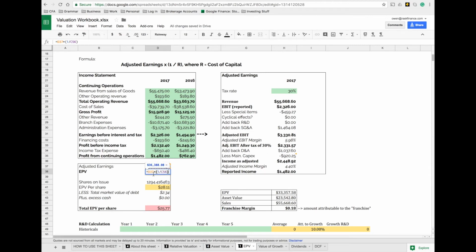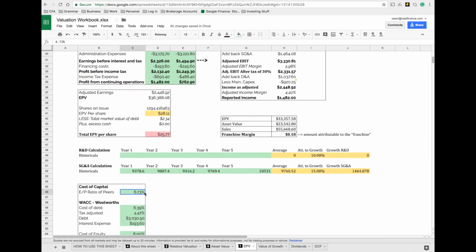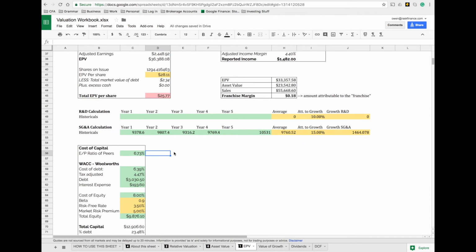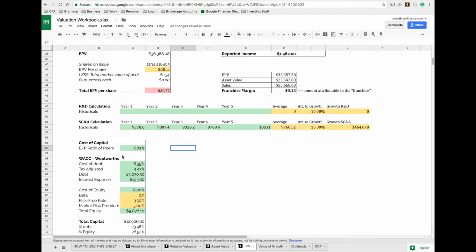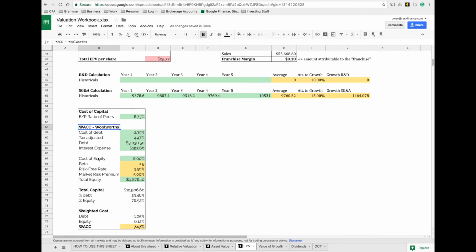I've taken the adjusted earnings and multiplied by 1 divided by C56, which is this figure right here. Okay, so for those, I suppose, uninitiated in the idea of financial theory and the cost of capital, basically, when you do valuation, you'll come across this thing called WACC, which is the weighted average cost of capital. You can see the calculation there.